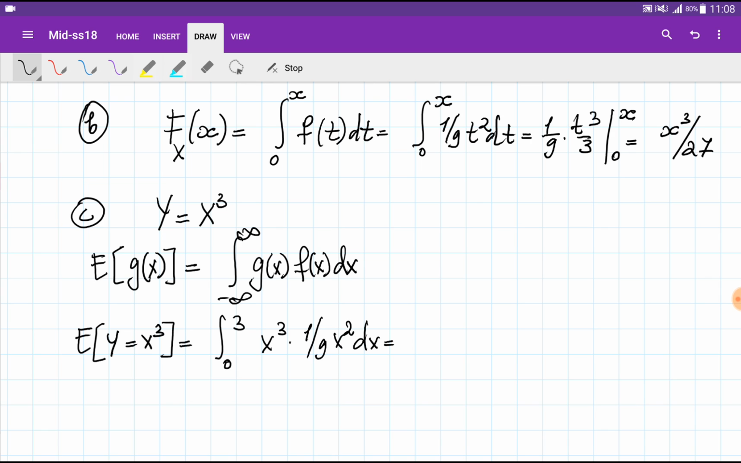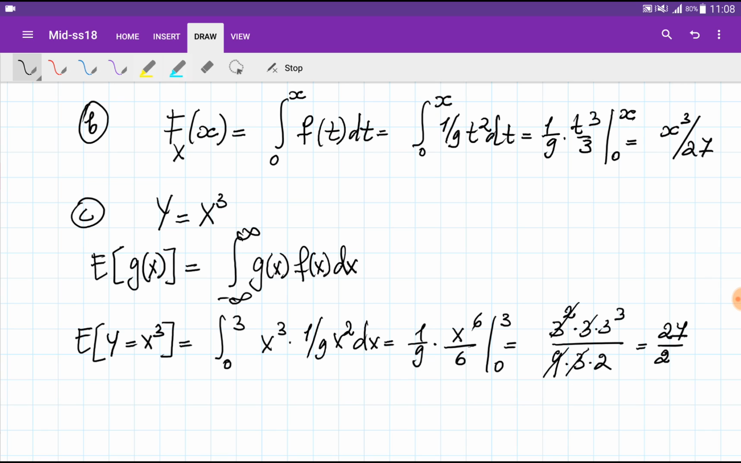dx, right? So this is equal to 1 over 9 multiplied by x to the power of 6 over 6. We need to put in the values from 0 to 3, so this will be 3 to the power of, or let me multiply, 3 squared multiplied by 3 multiplied by 3 cubed, divided by 9 multiplied by 3 multiplied by 2. So I can divide this and this, divide this and this, so this will be 27 over 2, or 13.5, right?